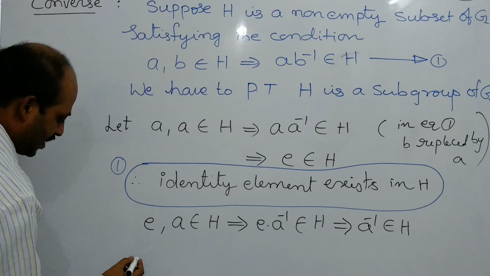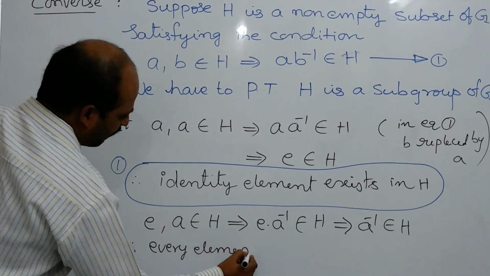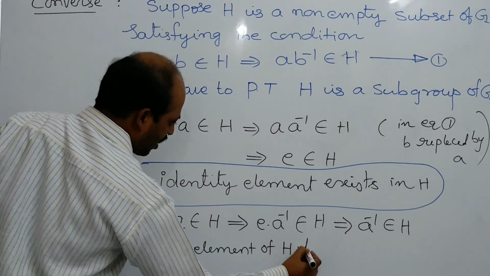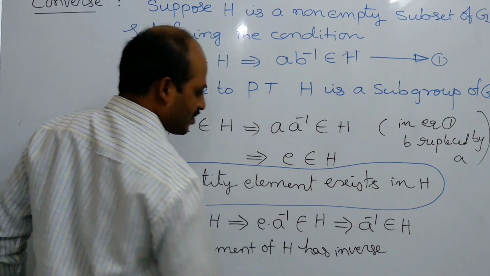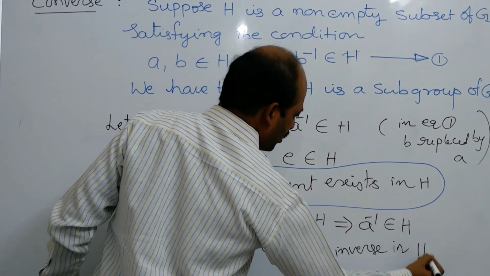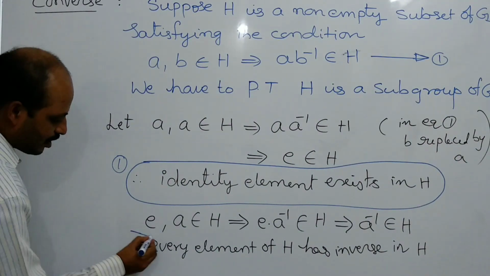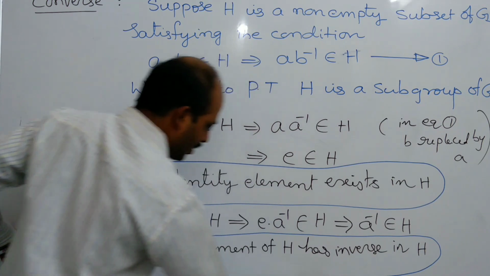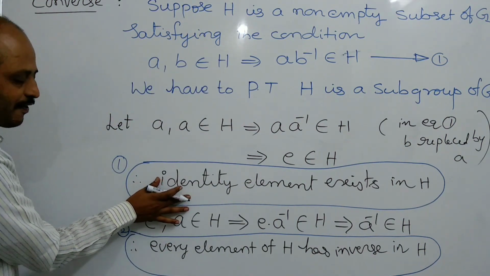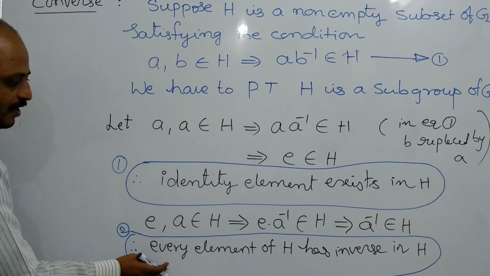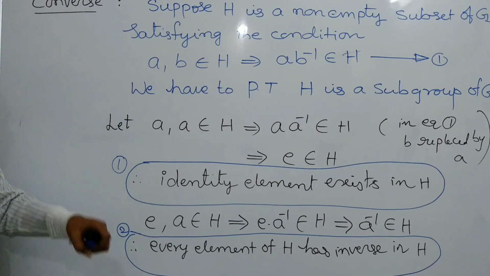This condition shows us every element of H has inverse in capital H. Let it be the second one. Existence of identity finished. Existence of inverse is also over. And we have to prove the closure and associative axioms.